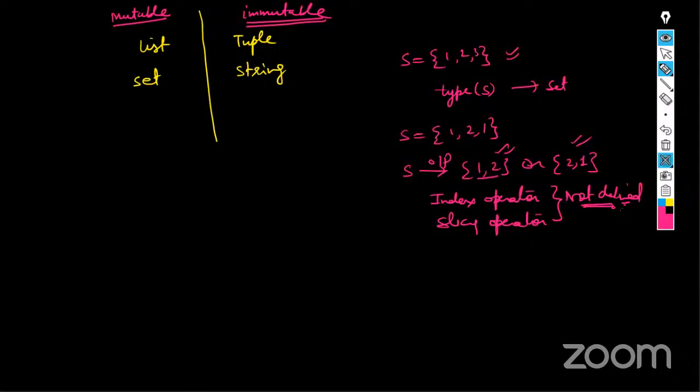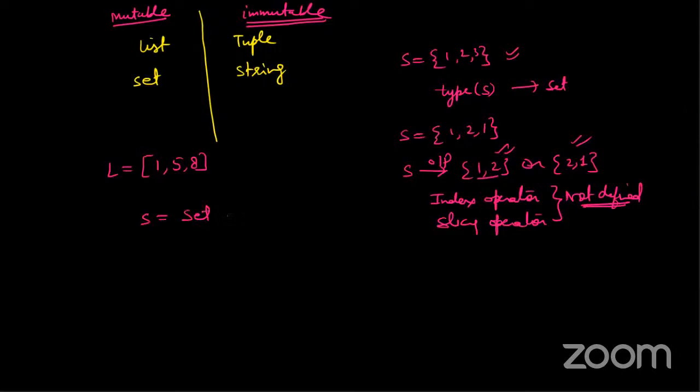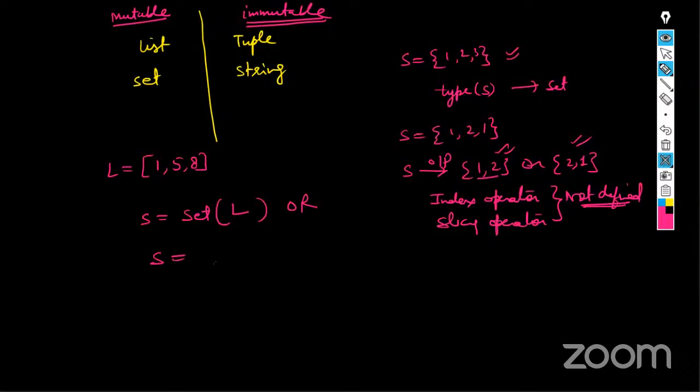One more thing, guys. Sometimes maybe a question comes to your mind, sir, you have covered list, tuple, and string. Can we define a set through a list? For example, let's say list L is defined like this: 1, 5, 8. Can we convert this list into a set? Yes. You use it this way. Let's say S is equal to set, and within the set you pass this L. Or you write set and within this you pass 1, 5, 8 like this only.